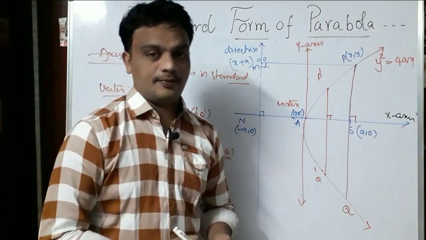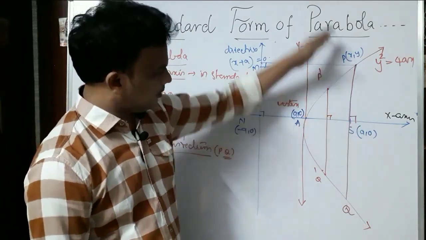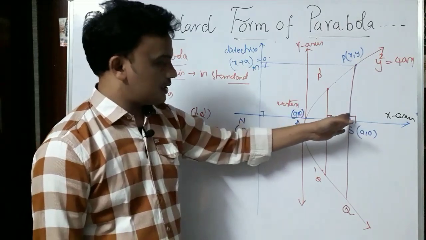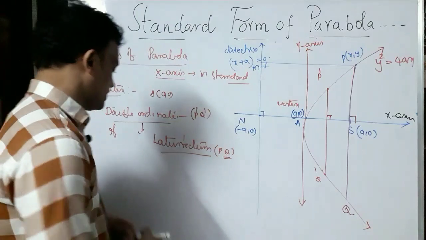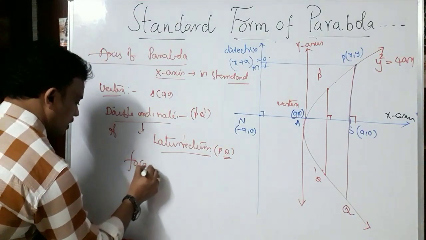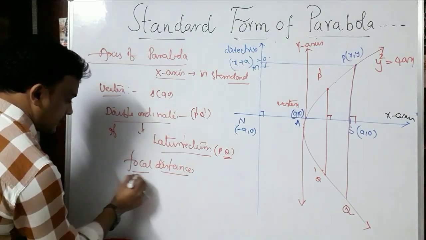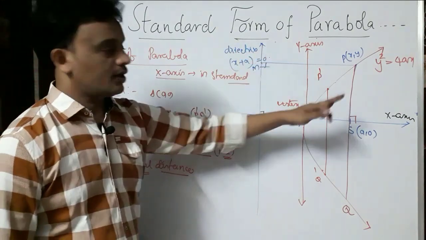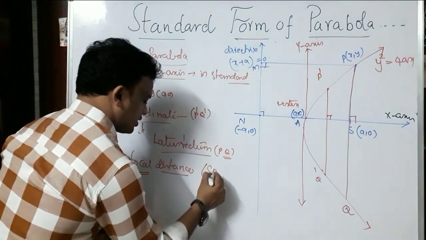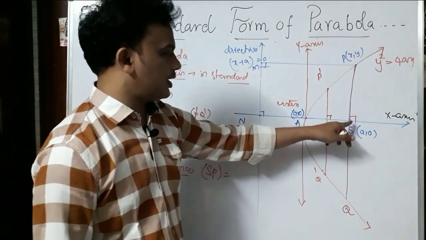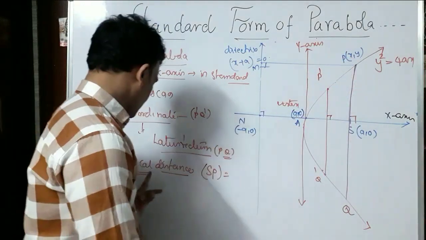And one more thing: the distance from the focus to any point on the parabola is called the focal distance. What is it called? Focal distance. The distance from the focus to any point on this conic section is the focal distance. So here the focal distance can be written as SP, where S is the focus and P is any point on the parabola.